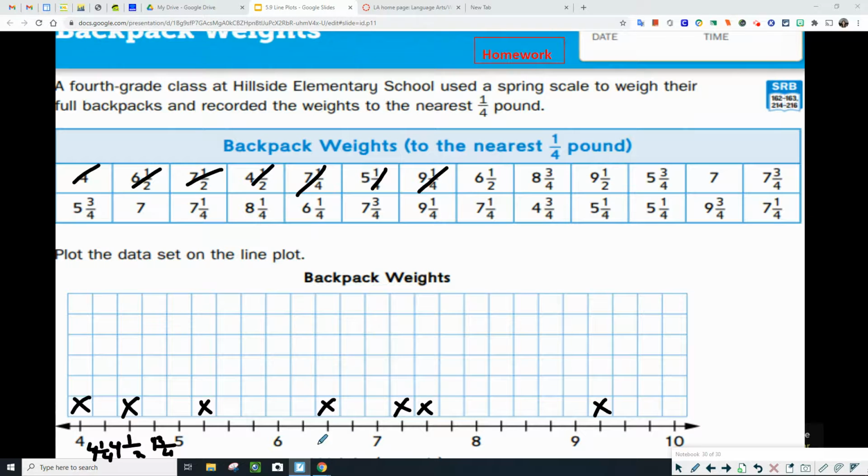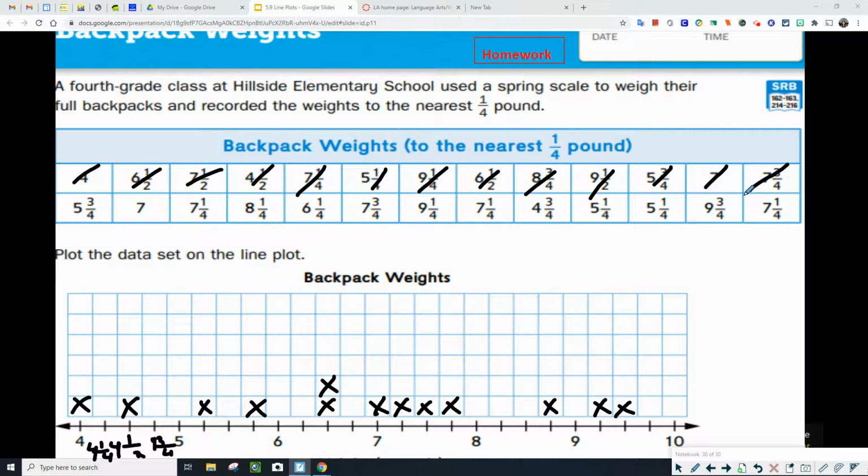Here's my 6.5. 6 and 1/4, 6.5. So I've got a second one going above it because I already had one. 8 and 3/4 would go right here. So if it's the first one, it's just going to go in that first box. If it is the second piece of data, it would go up above it. 5 and 3/4 would go right here. 7. And then 7 and 3/4 would go right here.